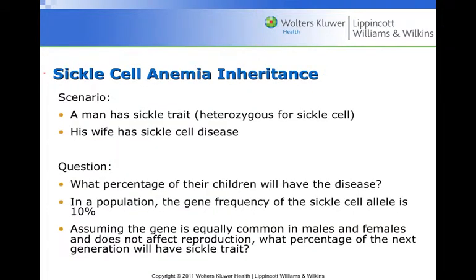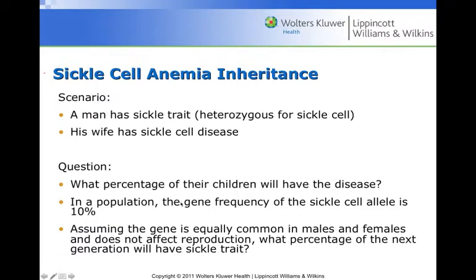So, sickle cell anemia inheritance. If we have an individual who has sickle cell trait, they would have one normal gene and one gene that would code for sickle cell. The wife has sickle cell disease, so we would get a gene from each of our parents. From the wife, it would be inevitable that we would get the gene for sickle cell disease. From the man, it would be a 1 in 2 chance because one of his genes codes for sickle cell and the other one does not. So 50% chance.